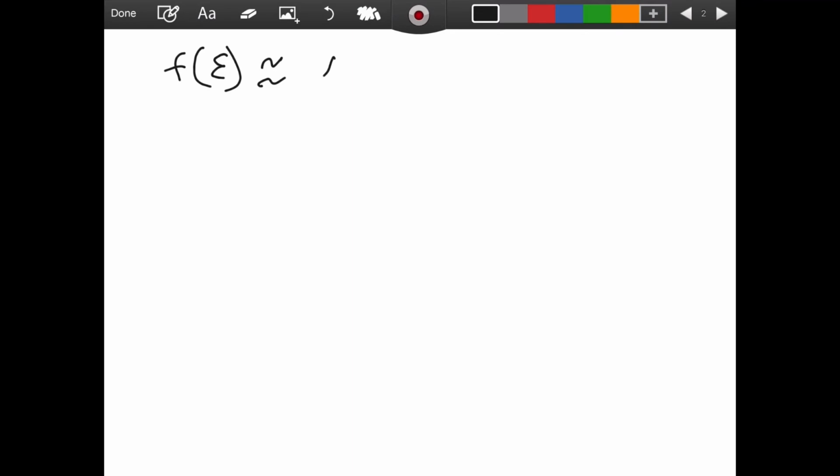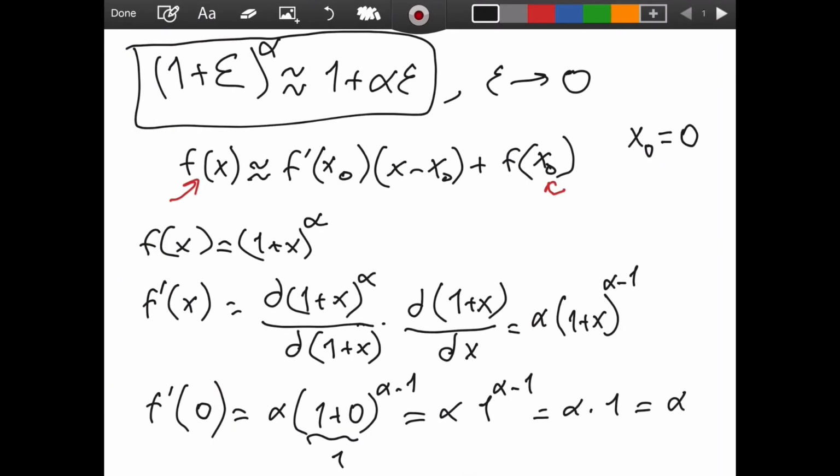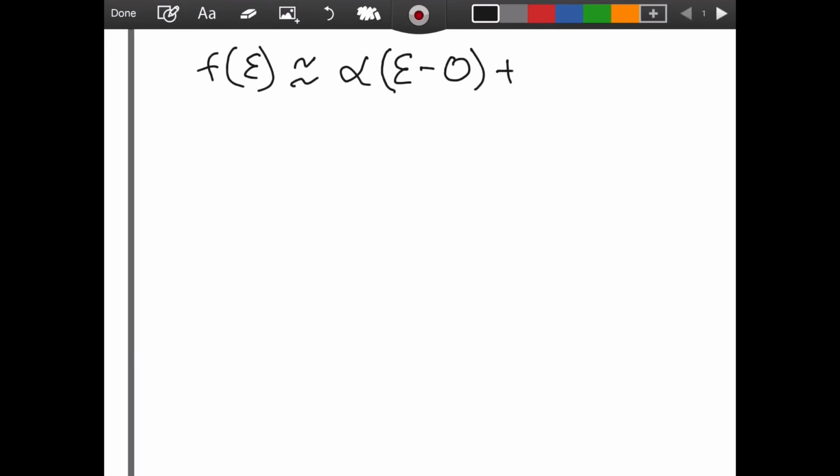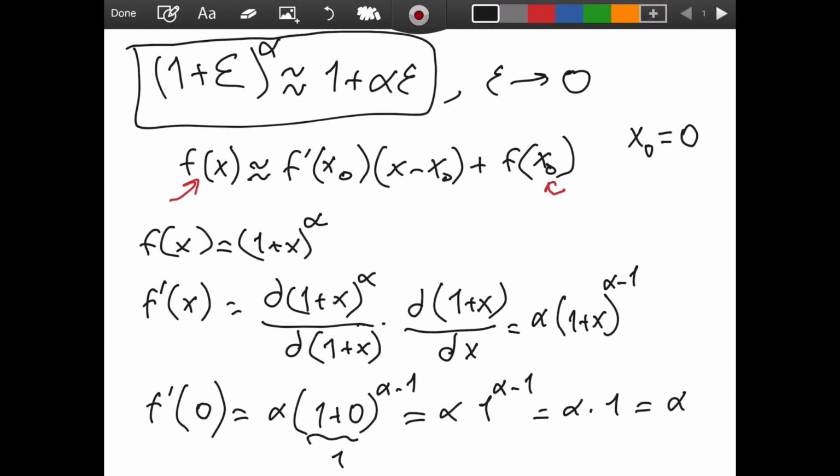That's what I am writing here, because don't forget that we first had the derivative at point x naught, and our x naught is 0 because we are interested in our function's behavior as epsilon approaches 0. Now we have x minus x naught, so our x is epsilon, and our x naught is, as I just said, 0. Then we have a plus, and we have the value of our function at point x naught.